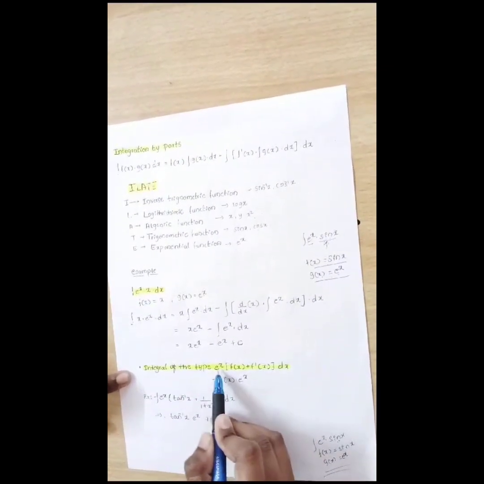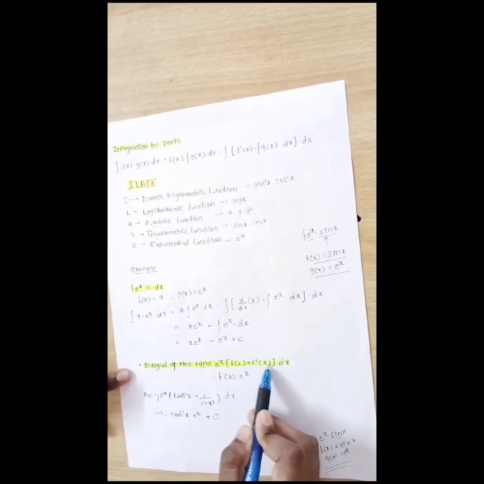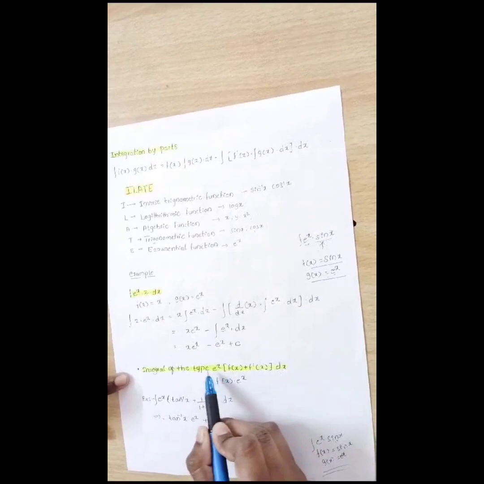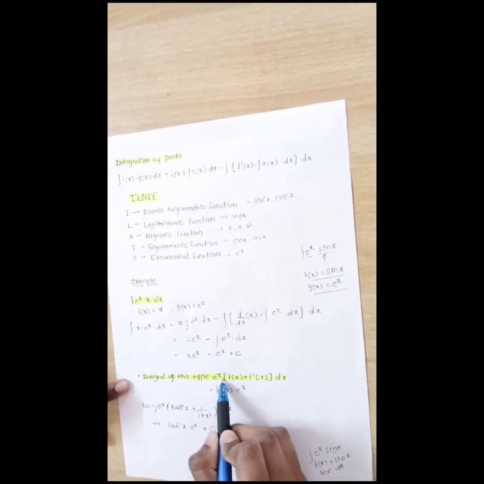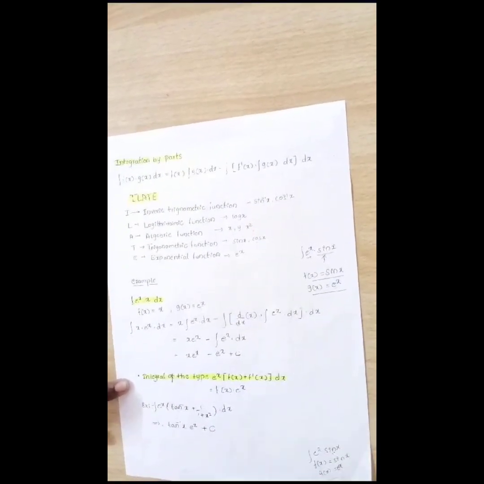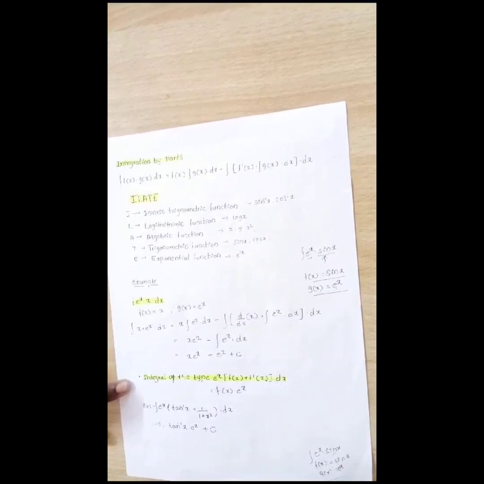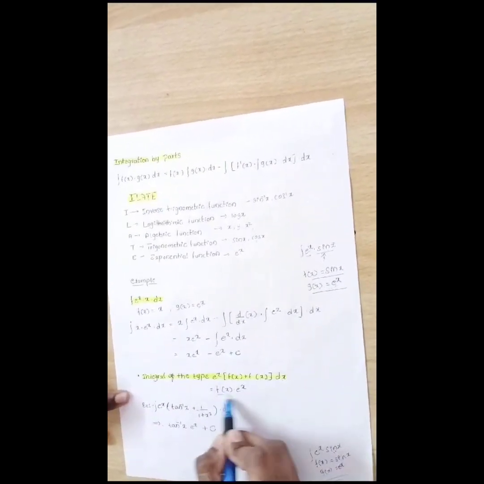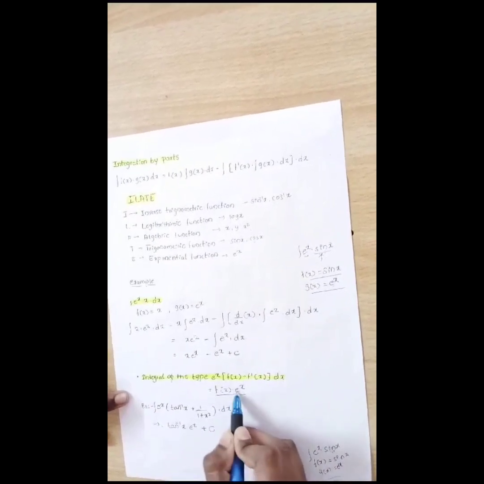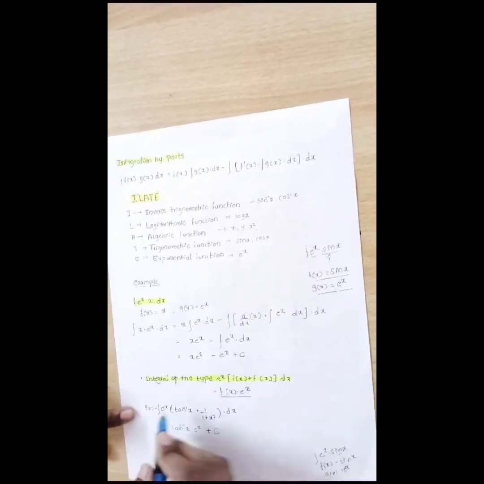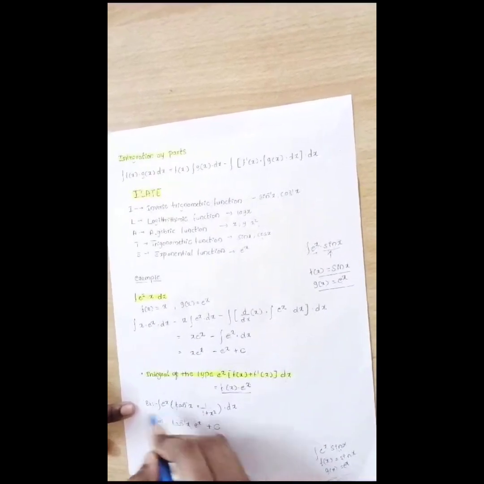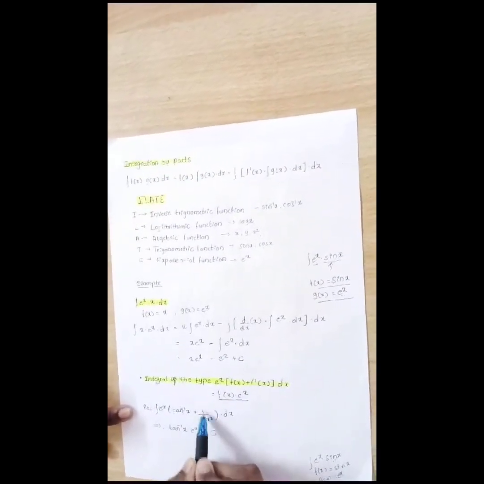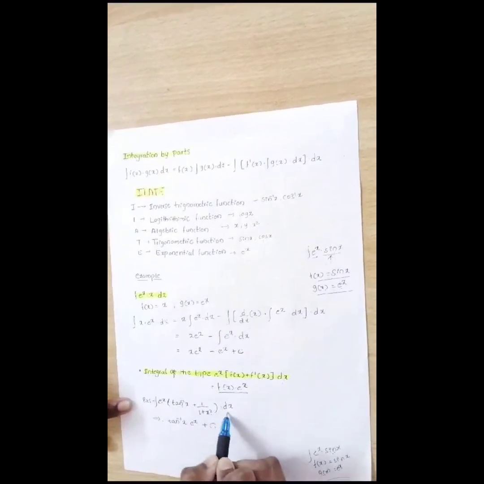Now I will tell one short trick. Integral of the type e raised to x times [f(x) plus f'(x)] dx. Whenever the problem is in the form of this type, we can answer this question within seconds. The answer is f(x) into e raised to x. So let's consider one example of this type: integration of e raised to x times [tan inverse of x plus 1 divided by 1 plus x square] dx.